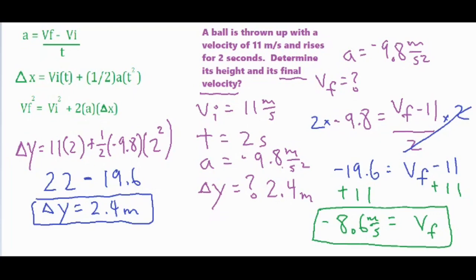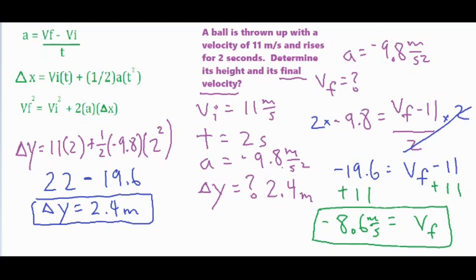And then I get a final velocity of negative 8.6 meters per second, which actually indicates that the ball has already reached its peak and it is already coming back down. So this 2.4 meters is definitely not its peak height by any means because the ball already has risen up to its peak height and has fallen down a bit, but it's still 2.4 meters above where the person's hand is. And now it's heading downward at negative 8.6 meters per second.